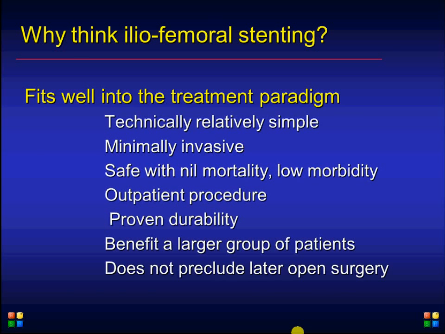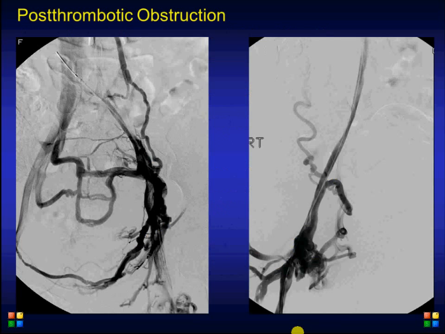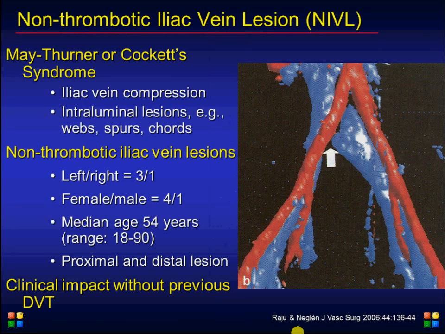well-documented clinical outcome procedure. We know about the post-thrombotic obstructions, which are quite obvious to us, but we also have to remember that you can have non-thrombotic iliac vein lesions, which appear to have a greater impact than we really thought before. Remember that it's not only compression, but in 30 to 40% of the cases there are intraluminal changes with webs, spurs, and cords.